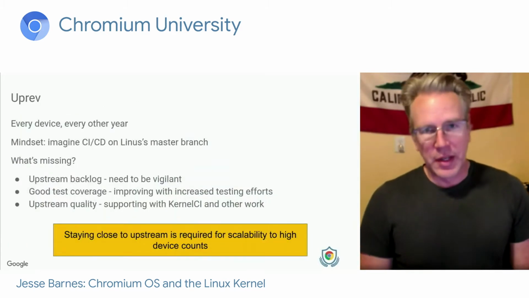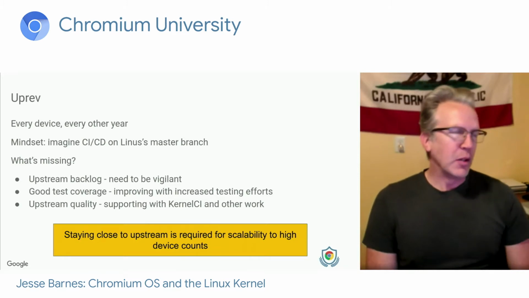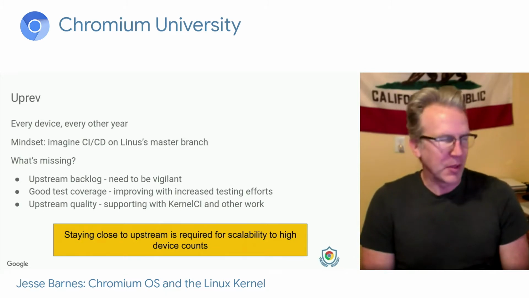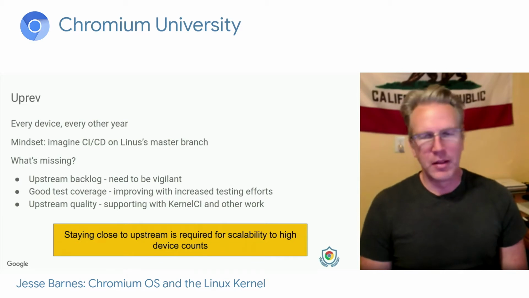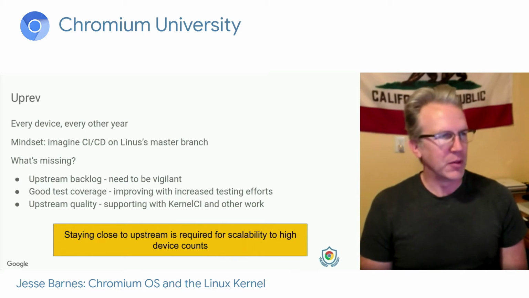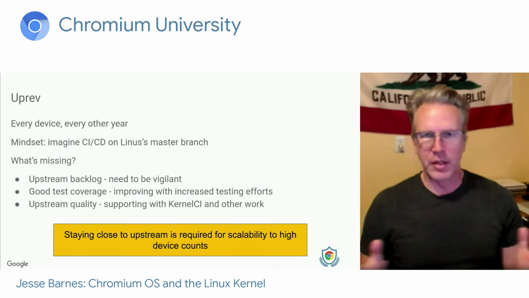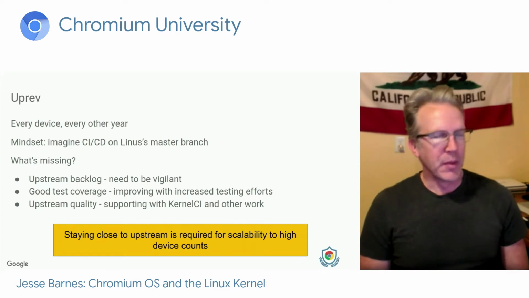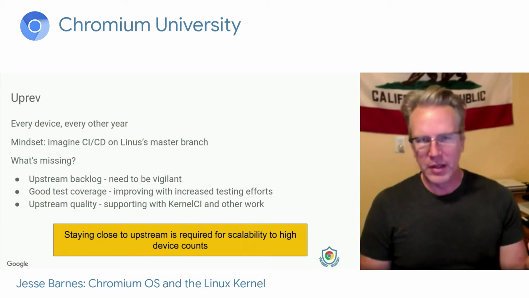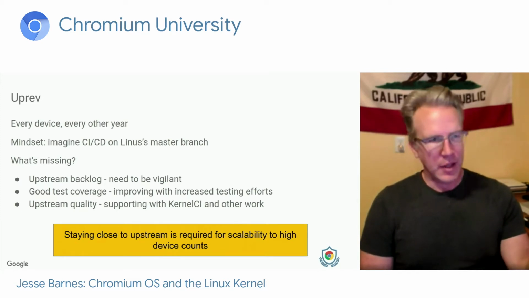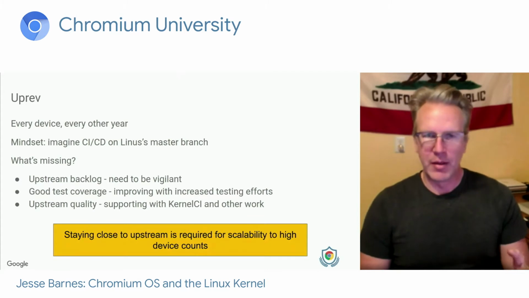So on the Uprev side, we're taking a stepping stone approach there. So rather than being 3 to 6 months out from a new kernel release, the idea is that we want to shoot for every device every other year, and continually reduce the time it takes to perform that Uprev. But the mindset that we have in Chromium is to imagine what it would take to take Linus's tree and just build it and ship it directly, right? Can we get to that point?